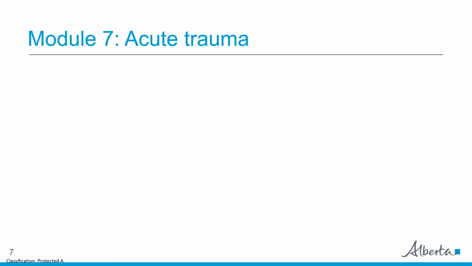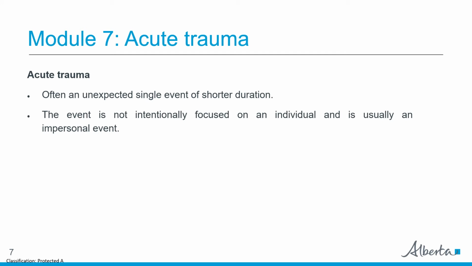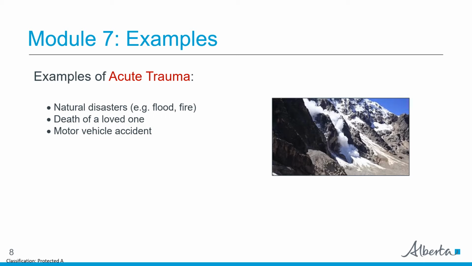Module 7. Acute trauma. Often an unexpected single event of shorter duration. The event is not intentionally focused on an individual and is usually an impersonal event. Examples of acute trauma: natural disasters, example flood or fire; death of a loved one; motor vehicle accident; being a victim of a crime; serious accident, example near drowning.